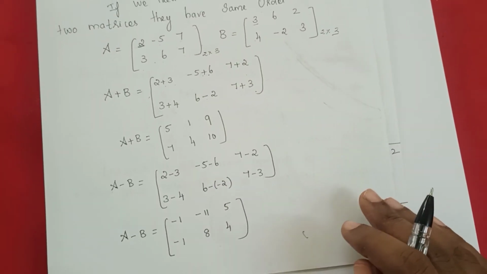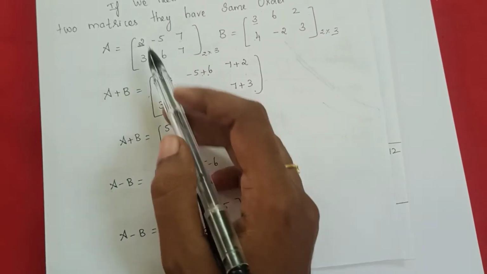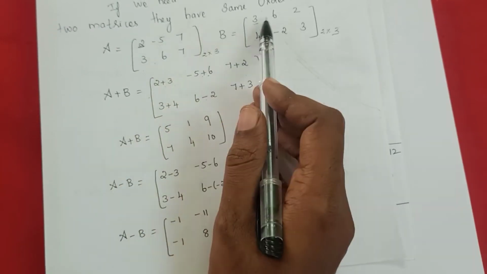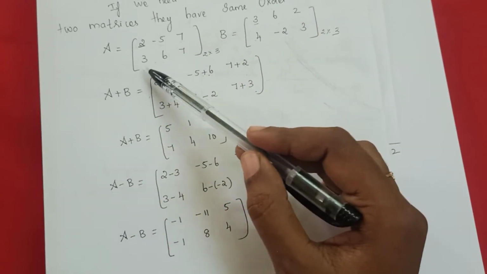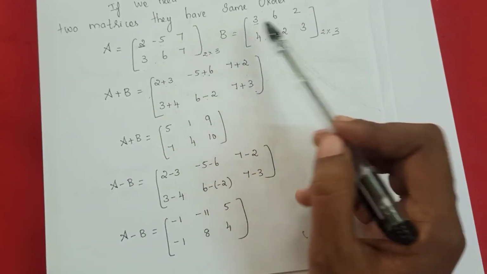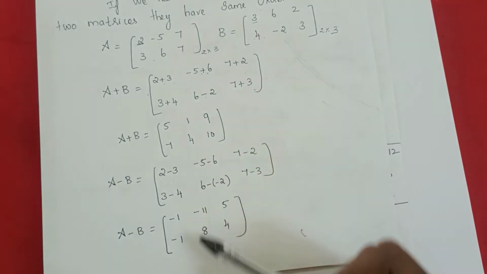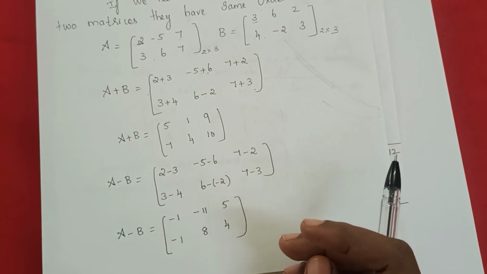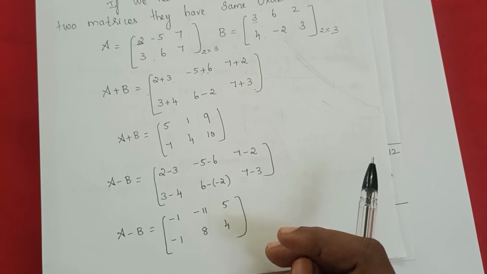Okay. Same as then, if we need to subtract two matrices, how will I subtract? A minus B. So 2 minus 3. Then minus 5 minus 6. Then 7 minus 2. Then 3 minus 4. Then 6 minus of minus 2. 7 minus 3. So we will find the subtraction. So normal subtraction only, but you need to be very careful. If you need to add and subtract two matrices, both also will be in the same order.